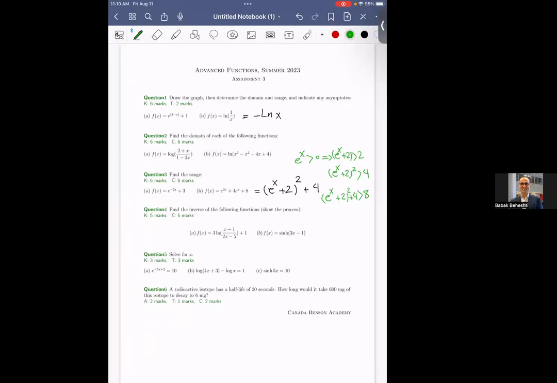So therefore, the range is basically, it follows from this process that the range must be numbers greater than 8, right? How about 4?